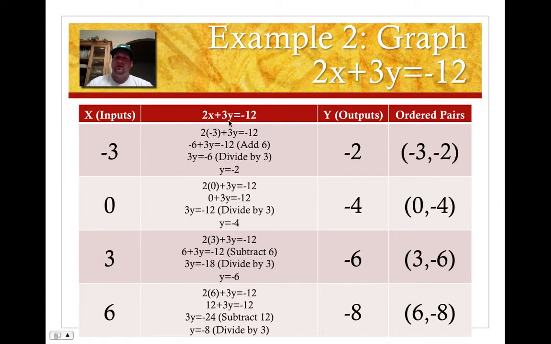Now I knew I was going to divide by 3 at the end, so I chose numbers here as my inputs that would help me get numbers that were divisible by 3. So be smart with what you choose for your inputs. Okay, take these ordered pairs and plot them on the graph.